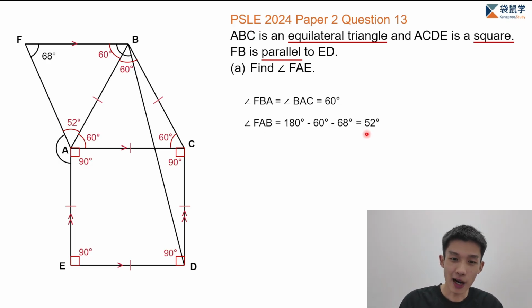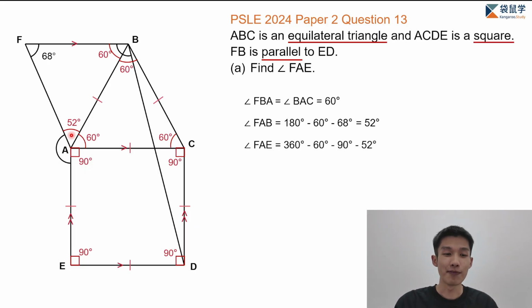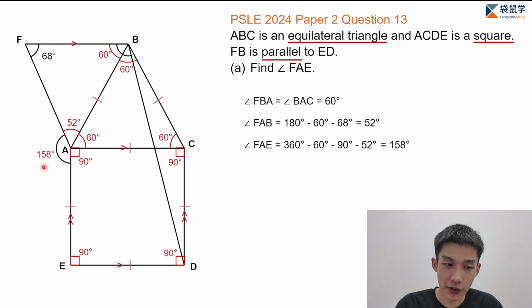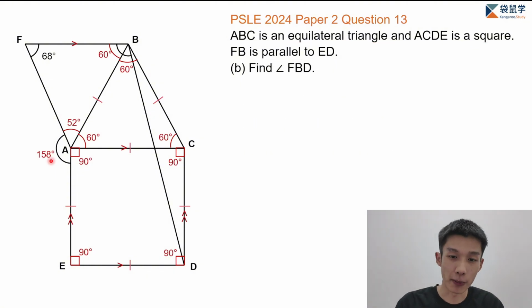And how about the question? Find angle FAE. It comes out directly. All these angles added together should be how many degrees? 360 degrees. Very good. So to find our answer, we use 360 minus 52 minus 60 minus 90, which equals 158. Still, don't forget to label it, 158.